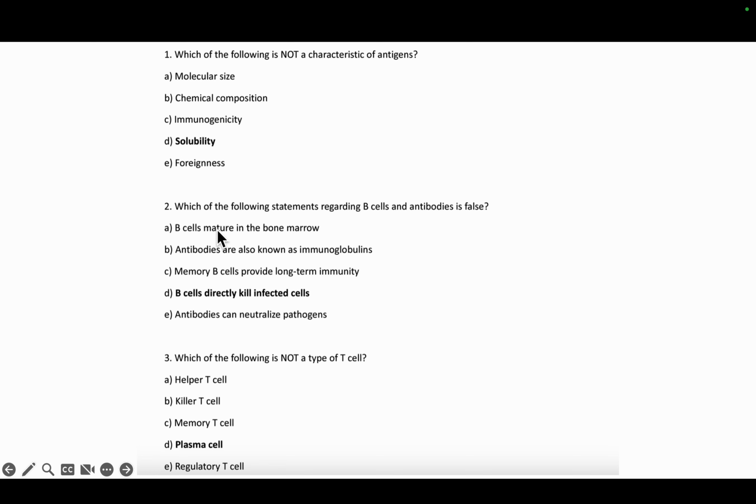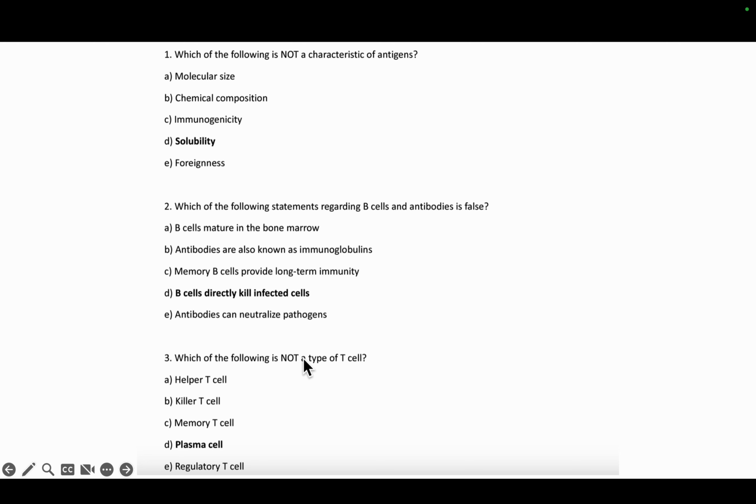Which of the following statements regarding B cells and antibodies is false? Option 1, B cell matures in the bone marrow. Option 2, antibodies are also known as immunoglobulins. Memory B cells provide long-term immunity. B cells directly kill infected cells. Antibodies can neutralize pathogens. So, the answer will be B cells directly kill infected cells. This statement is not true.